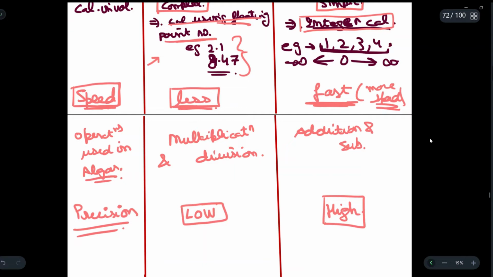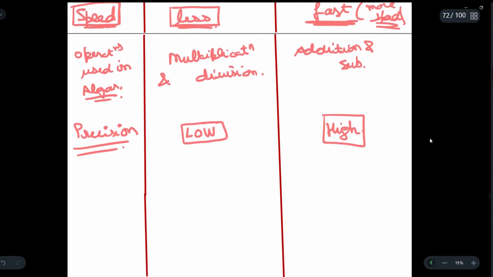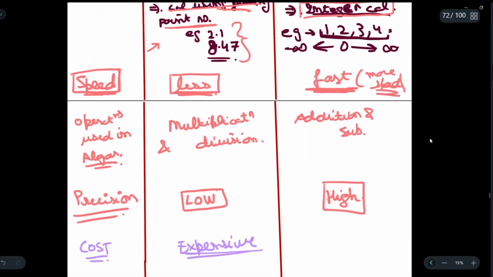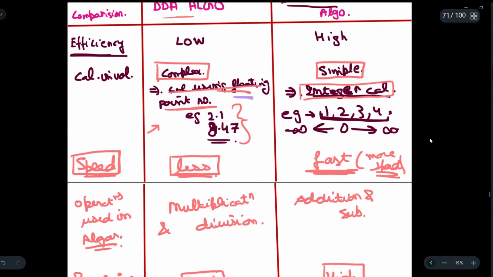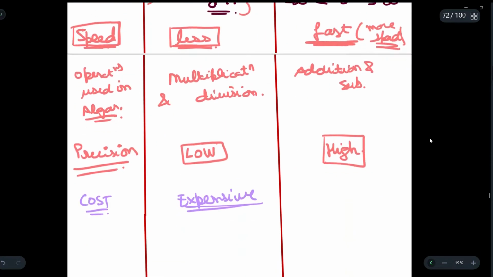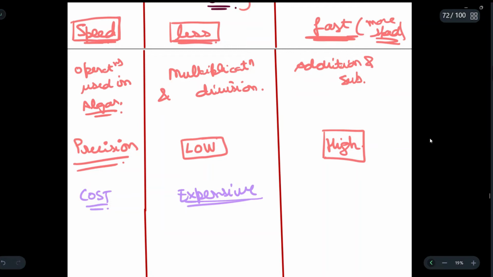Now let us come to the fifth point of difference. Now the fifth point of difference is the cost. A DDA algorithm is expensive because in this we require high-end computers. That is, very expensive computers are used because we have to do floating point calculations. Whereas we do not do floating point calculations in Bresenham line drawing algorithm, that is why it is moderately cheaper as compared to DDA.